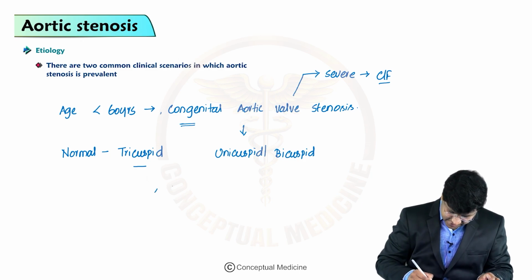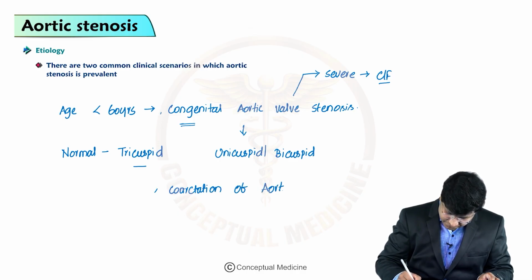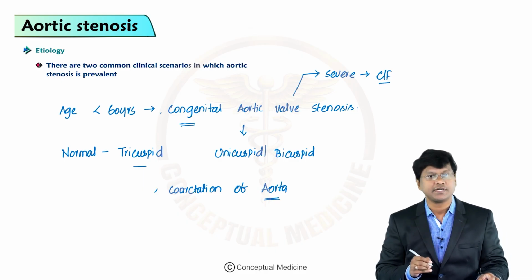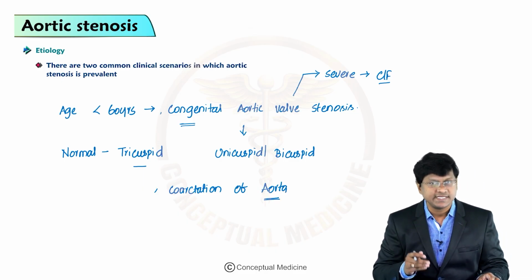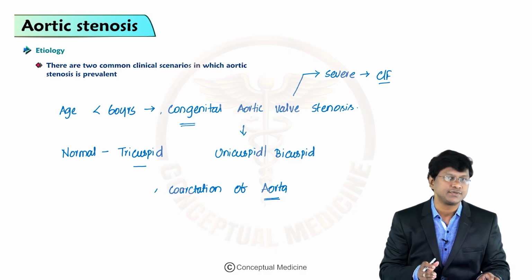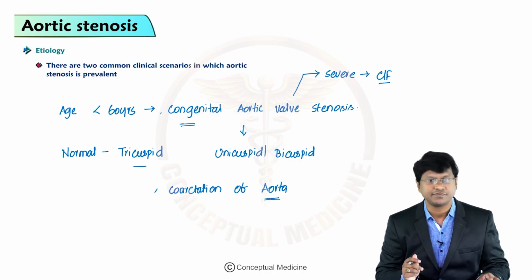So another congenital abnormality, another important congenital abnormality that is seen in association with congenital aortic stenosis, will be the coarctation of aorta.